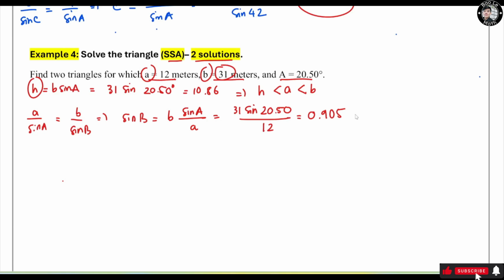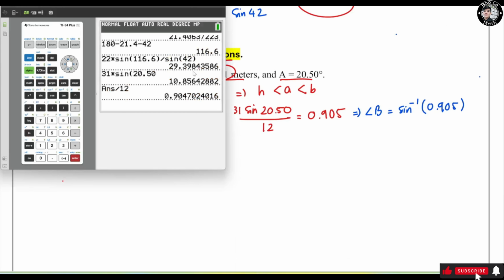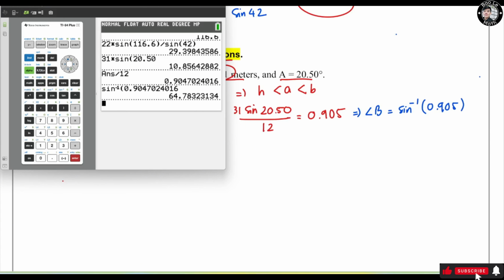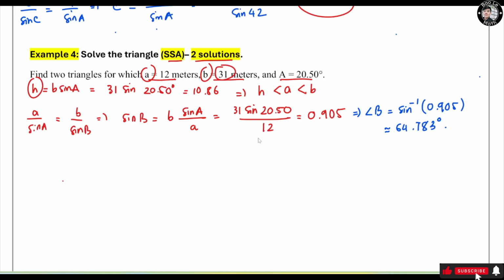So we need to take the inverse sine of both sides. So it's going to be angle B equals inverse sine of 0.905. So we're going to press second sine of this number right here. Press enter. It's going to be 64.783 degrees.